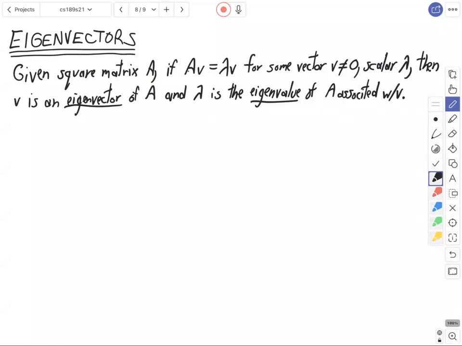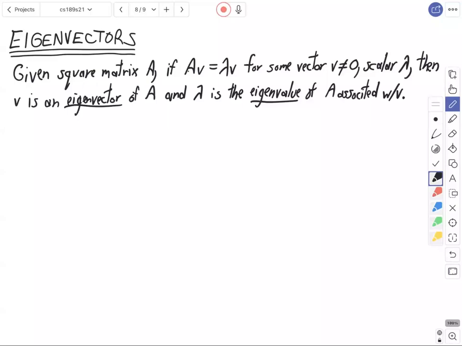Intuitively, it means that V is a magical vector that, after being multiplied by A, still points in the same direction, or the opposite direction, which is minus the same direction, but we consider that essentially the same direction. So let's look at a couple of examples.